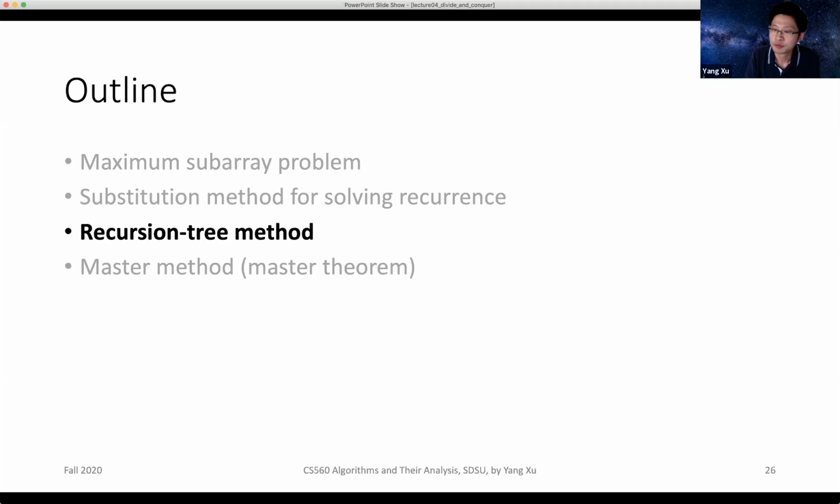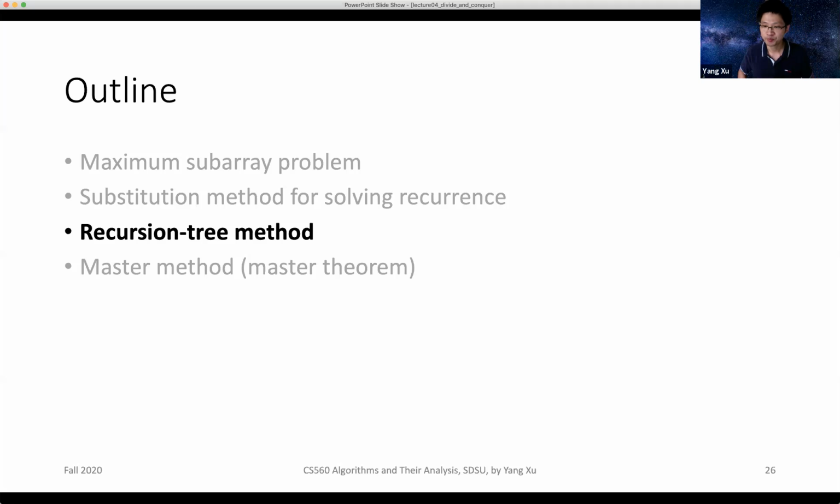So in a recursive algorithm, the running time of the original problem is described by the running time of smaller problems. That's why we will need to use a recurrence equation, or recurrences, to represent the running time. So the substitution method is the first method we talk about.